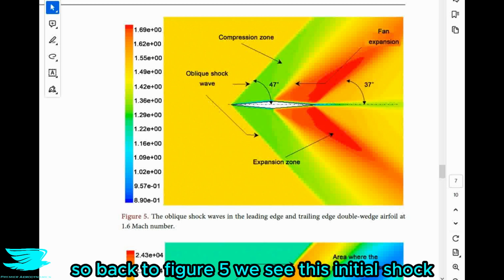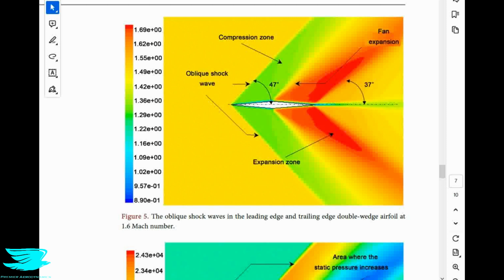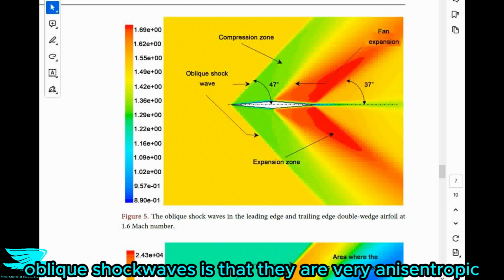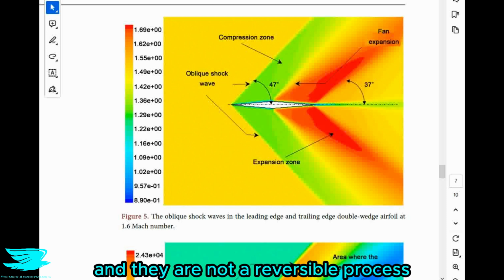So back to figure 5, we see this initial shock, and then afterwards, the velocity is much slower, this green part here. And the thing about oblique shockwaves is that they are very anisentropic, which means that there is a lot of loss associated with them, and they are not a reversible process.